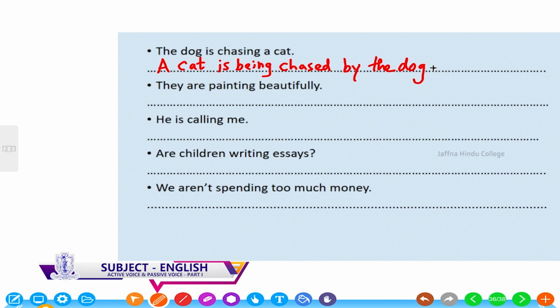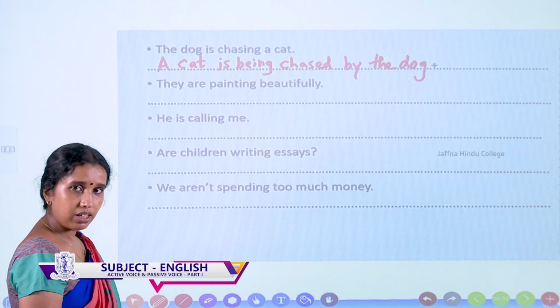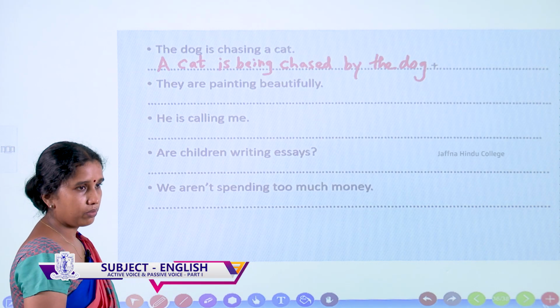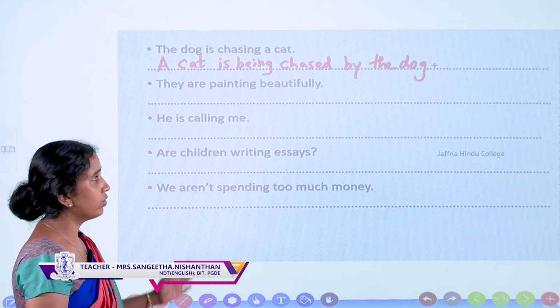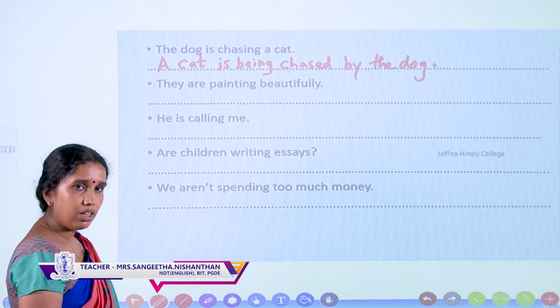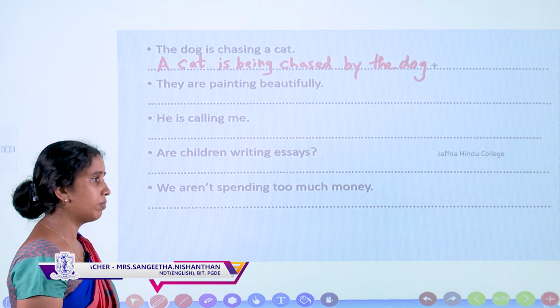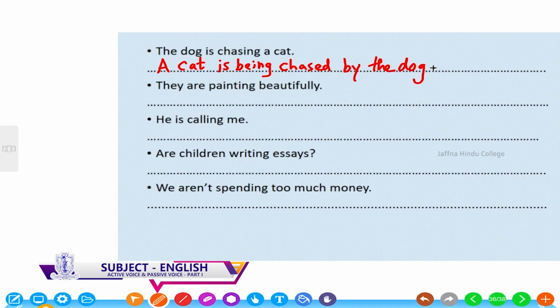The second one, they are painting beautifully. Who? They. The subject is they. What are they doing? Painting. The beautifully says how they are painting. What are they painting? The answer is not here. But we can assume an answer for the verb painting. It may be a picture or a wall or something else. So, they are painting the wall. I can assume it is a wall. They are painting the pictures or something else. I can put an object here.